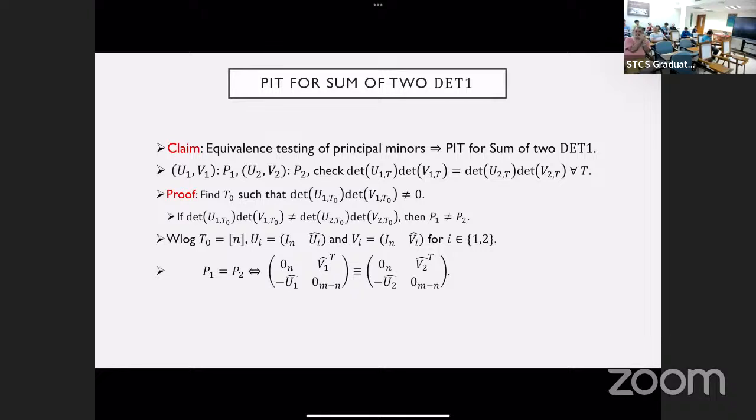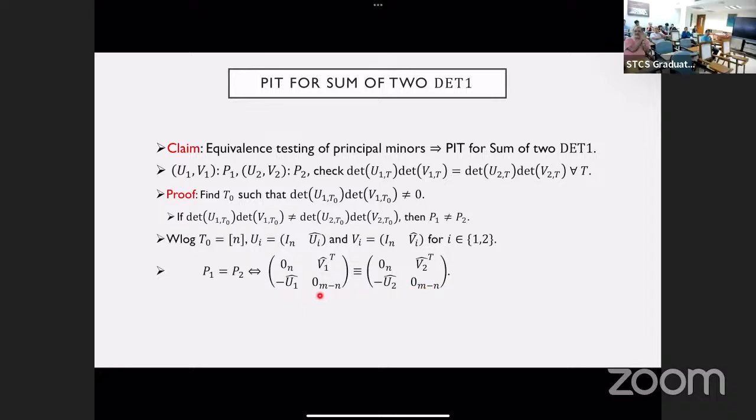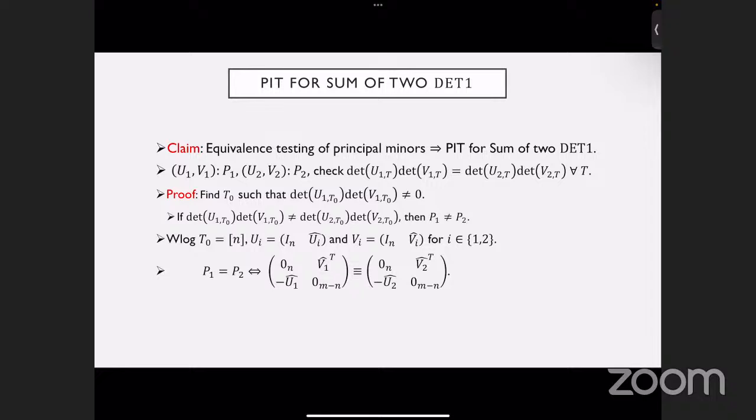So when you say it's equivalence testing of principal minors, the matrices were A and B. Now they're U and V. Is that what the connection is? So now the matrix that we have to test is this matrix. But why not just take U1 V1 transpose and U2 V2 transpose? Yeah, so why will that not work? No, that doesn't work because that is checking, here you have to check the product of two guys. Yeah, but in that case the coefficients will be principal minors of size n, not every principal minor. All of them.